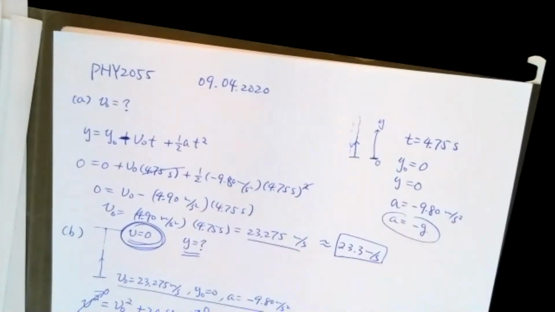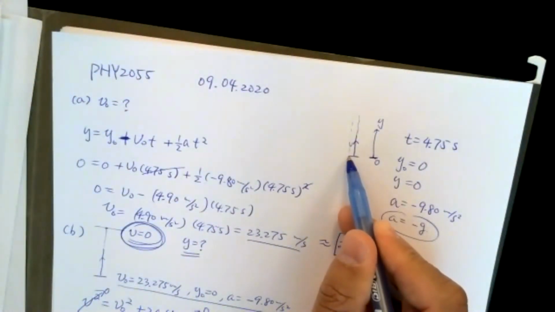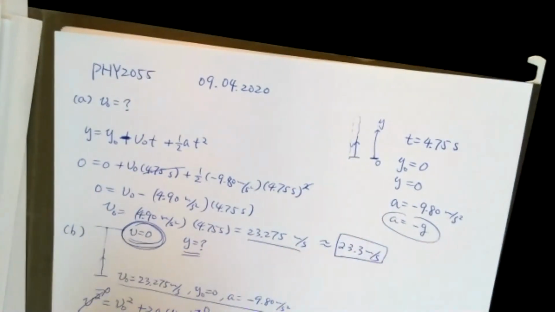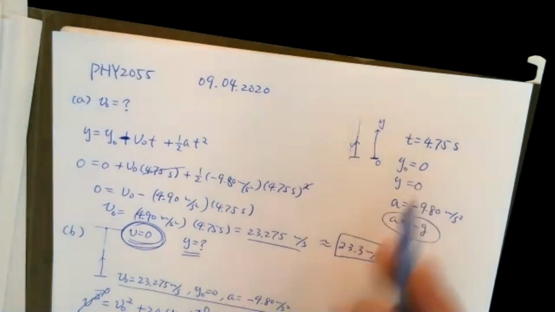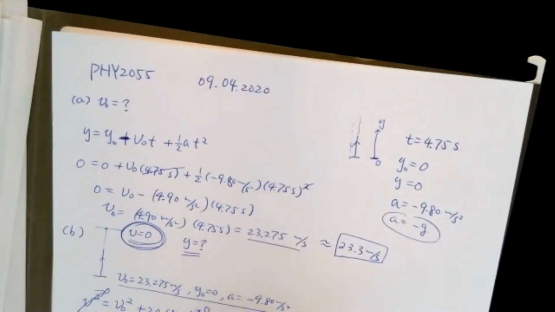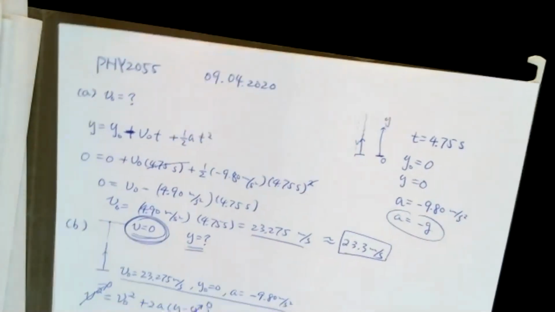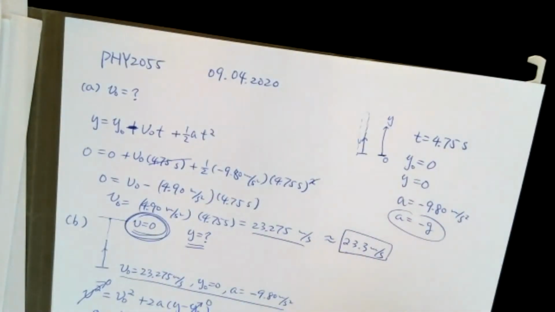Now let's look at the last part here. It's asking what's the final speed when it comes back to the summit over here. So you probably will be using the v equals v zero plus a t equation. In this equation, you know v zero, which you saw in part A, and t is the 4.75. So this will be 23.275 minus, because a is minus 9.8, meters per second squared times 4.75 seconds. So this is minus 23.275 meters per second. This gives you the velocity. If you are looking for speed, then it's the magnitude of this, so 23.275 is your speed, or 23.3.